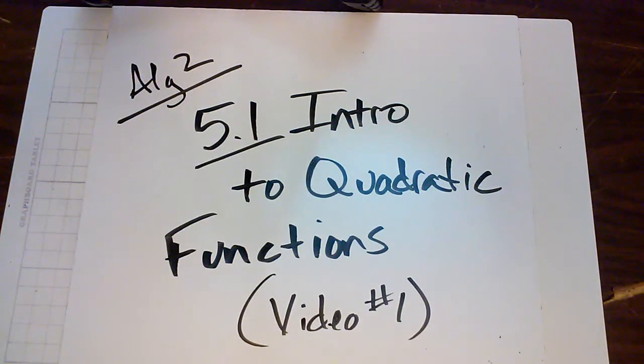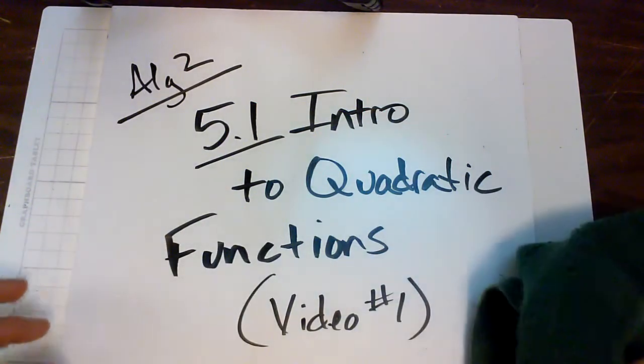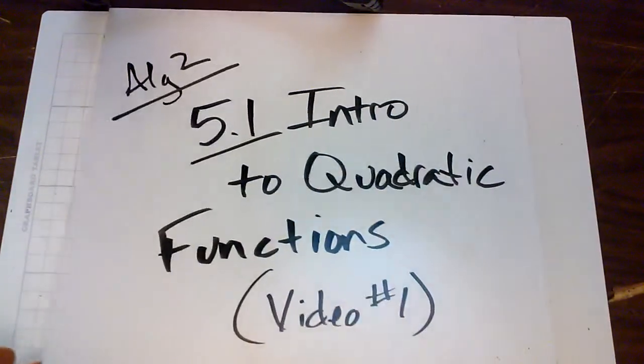So the first section is just an introduction to quadratics, what they look like on the graph. But we're going to start with the equations themselves. What makes a quadratic function, and how will we recognize it? All right, so let's go ahead and get started with some examples. Let's start with the definition.